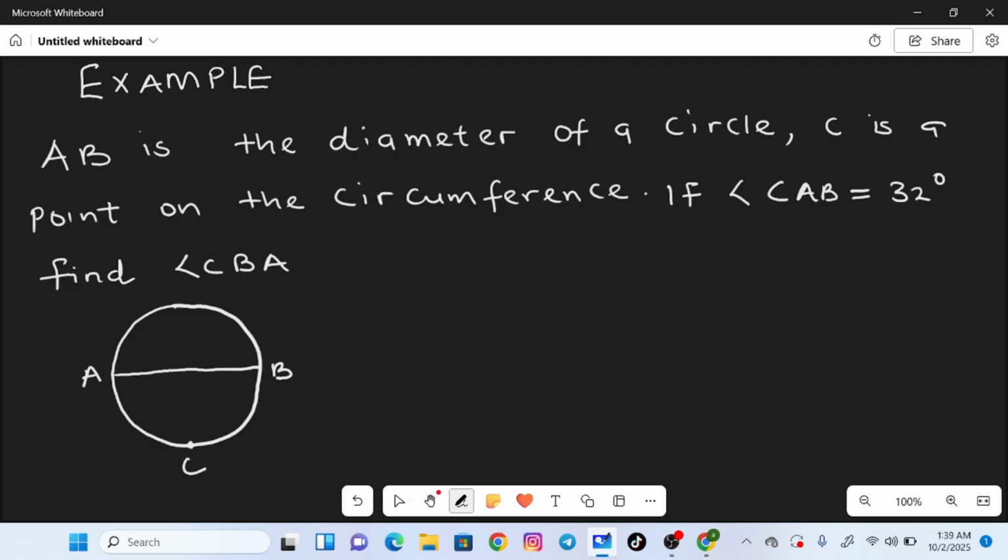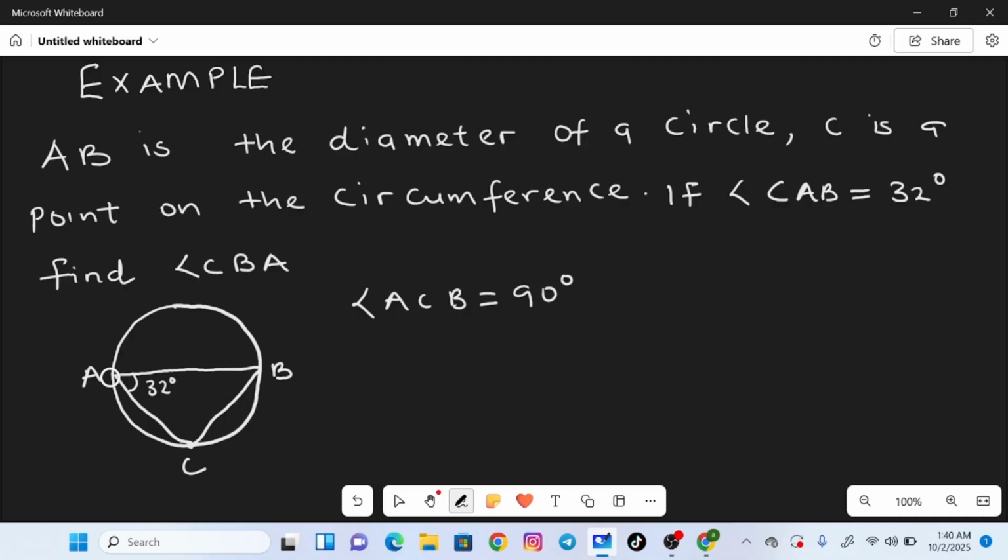Let us join AC and CB together. And it is given in the question that angle CAB is 32, that means this angle is 32 degrees. By the angle in a semicircle theorem, we can say angle ACB is 90 degrees. Angle ACB equals 90 degrees.